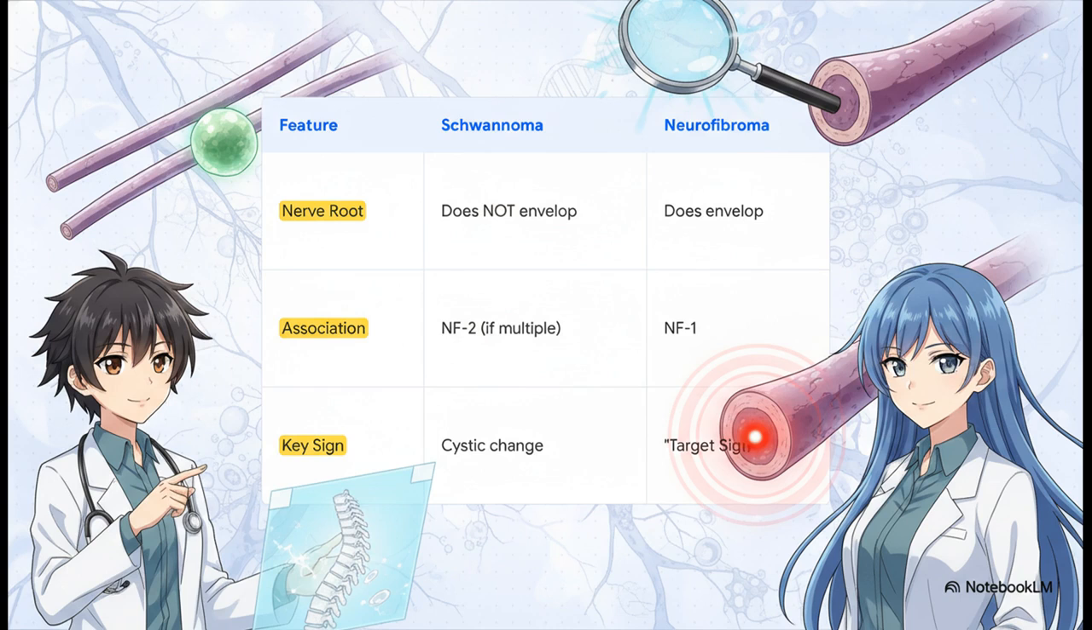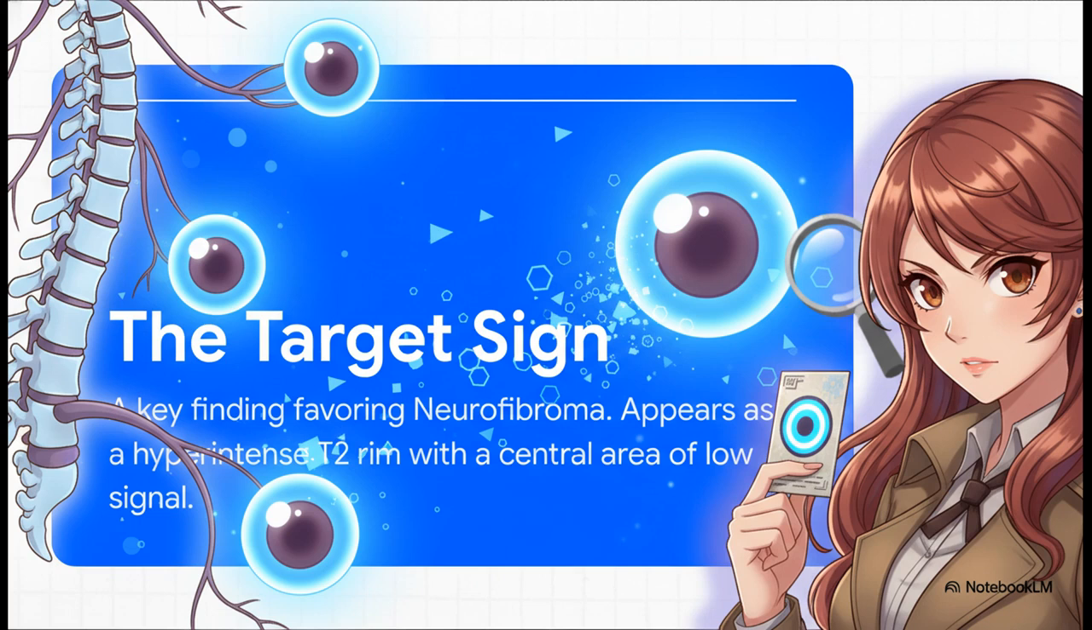But the neurofibroma often leaves behind a very specific calling card. And that clue is the target sign. On a T2 image where fluid is bright, this thing looks just like a bullseye. You get a bright outer ring with a dark spot in the middle. Finding this is like finding the suspect's business card at the crime scene. It points right at neurofibroma.